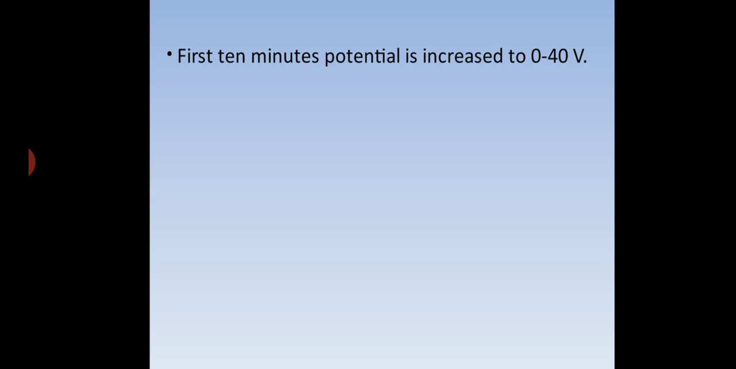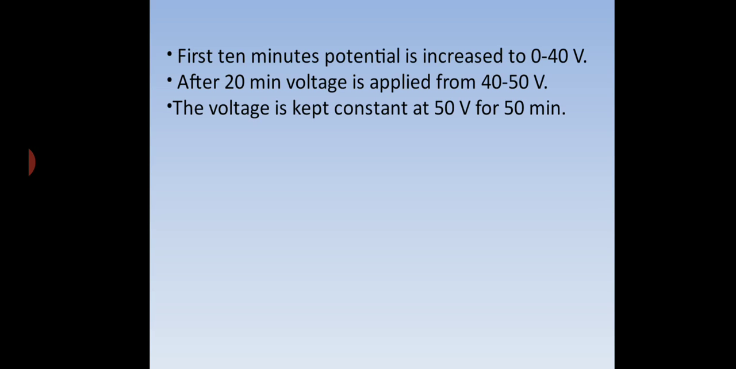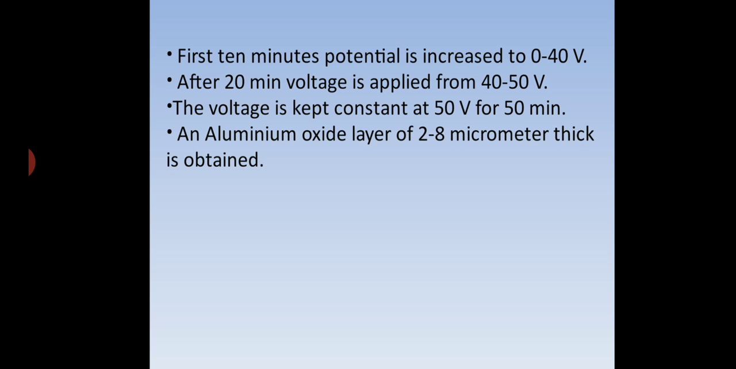For the first 10 minutes of the process, when we are starting, the potential is maintained at 0 to 40 volts. Then after 20 minutes, the voltage is increased slowly from 40 to 50 volts. Ultimately, the voltage is kept at 50 volts for about 5 minutes. Then an aluminium oxide layer of 2 to 8 micrometer thickness is obtained.